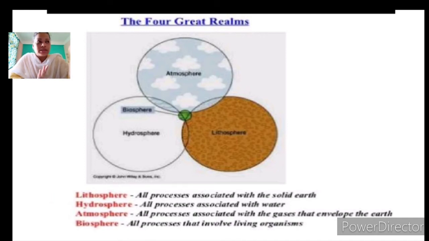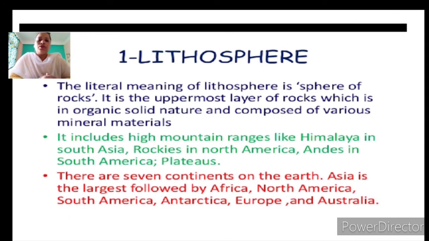We cannot sleep in air. So these three spheres are very important to form a zone which is known as the biosphere. The literal meaning of lithos is sphere of rocks. It is the uppermost layer of rocks, which is of solid nature and composed of various mineral materials.